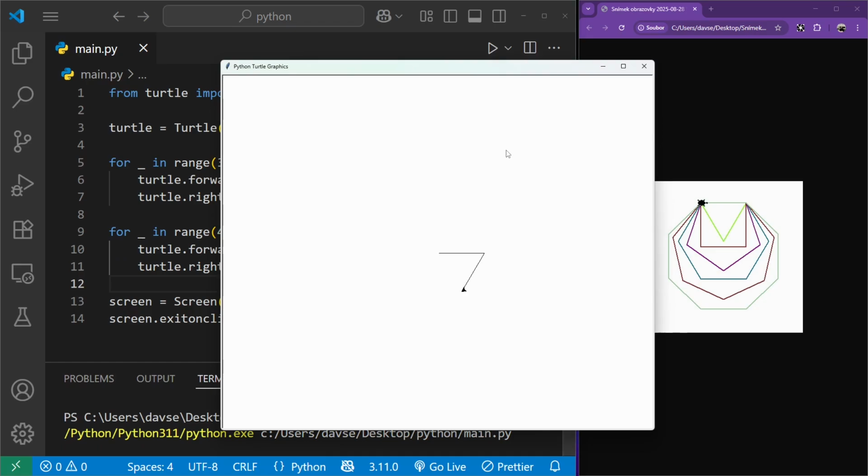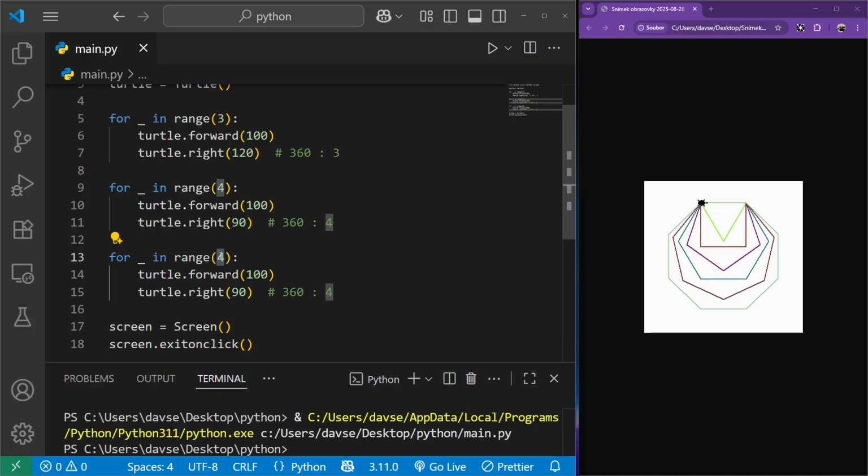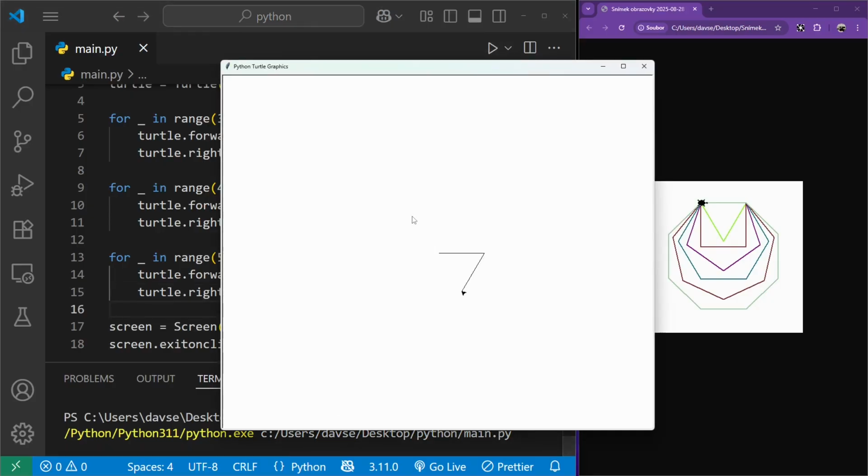I will run it. The first cycle, the second cycle. Perfect. So what do you think? What will be the next step? We will put here 5, because here we have 1, 2, 3, 4, 5, and it will be 360 divided by 5. So again, how much is it? I guess it's 72. It's possible. I hope. Run it.